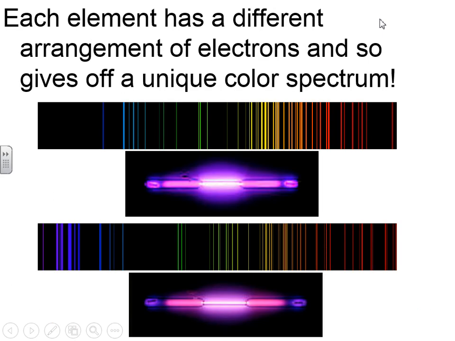So each element has a different arrangement of electrons, and so each element gives off a unique color spectrum. Here you see, for example, if this were the element krypton, and this is the element xenon, to your eye they kind of look the same. Both of them have purple light coming off of them. But if you analyze that light, you'll see that the spectrum is different. The lines are in a different spot, and the lines are a different intensity, which means every element has a unique color spectrum.